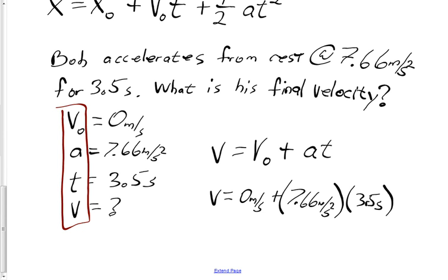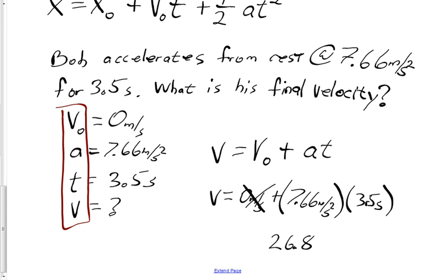And plugging in those values, this essentially goes away. The 7.66 times 3.5 should give me a value of 26.8, and yes, that number should look familiar from before. 26.8, and what are my units?